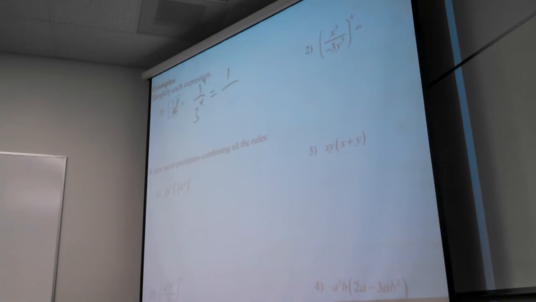And 3 to the 4th, let me write it out. What is 3 to the 4th? It's 3 squared times 3 squared. 9 times 9, 81. So I can distribute powers across division because division really is just multiplication. Exponents are based on multiplication. They will play well with that. So you guys try number 2.